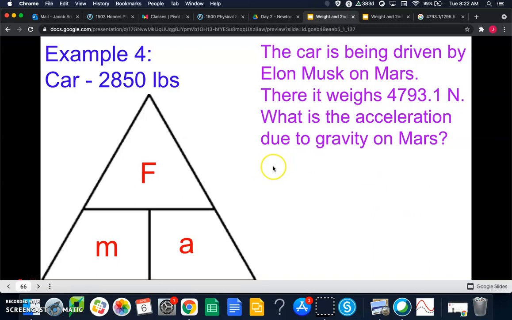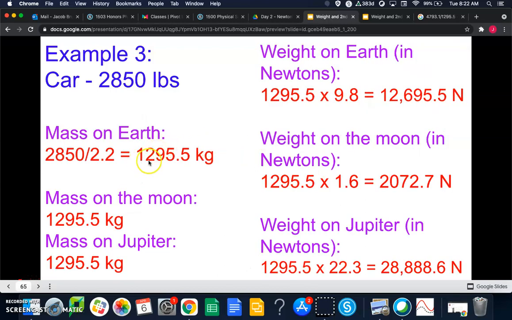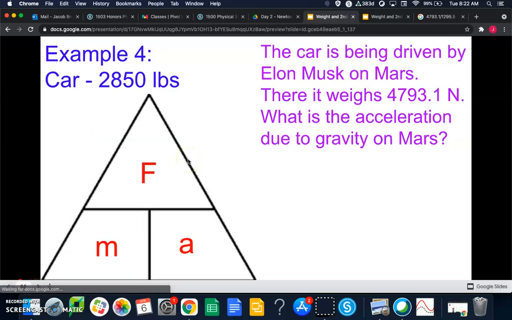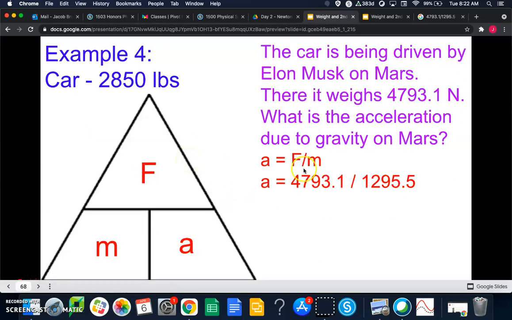So we are solving for acceleration. So our formula is acceleration equals force divided by mass. This is our force, 4,793.1. Our mass was 1,295.5. So we're going to divide those two. 4,793.1 divided by 1,295.5. So then our acceleration becomes 3.7 meters per second per second. So the gravity on Mars is about a third of the strength of the gravity on Earth.